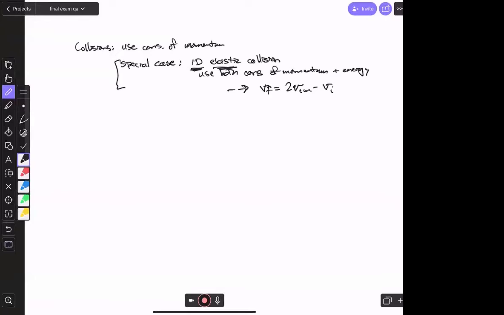So if it's anything other than a collision, use conservation of energy, or at least try it. See if it gets you the answer. Most of the time it will. Okay, thank you.